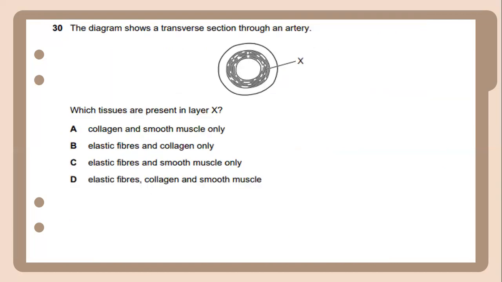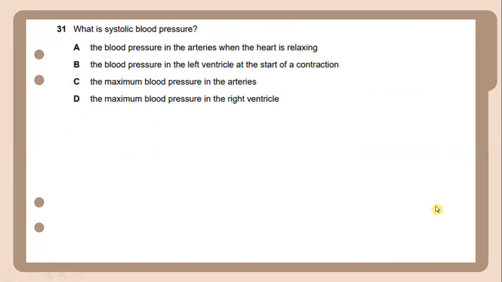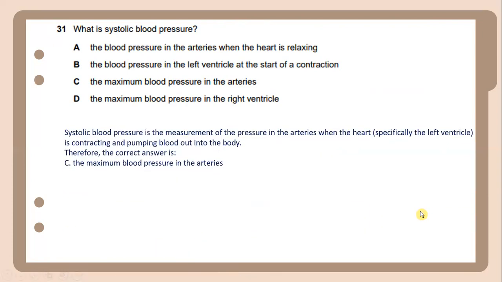And number 30, the diagram shows a transverse section through an artery. Which tissues are present in layer X? The layer X actually represents elastic fibers, collagen, and smooth muscle. Let's look into number 31. What is systolic blood pressure? Systolic blood pressure is the measurement of the pressure in the artery when the heart, specifically the left ventricle, is contracting and pumping blood out into the body. So the correct answer is that systolic blood pressure is the maximum blood pressure in the arteries.